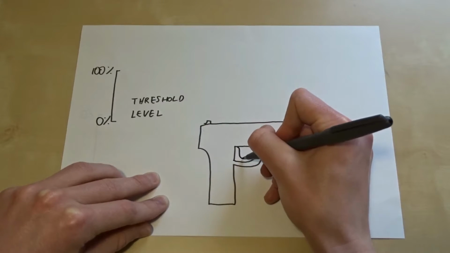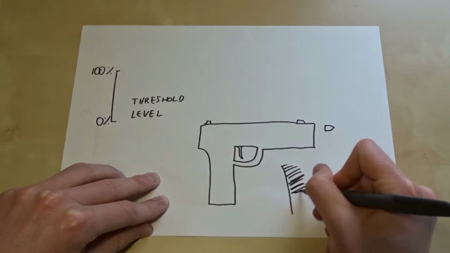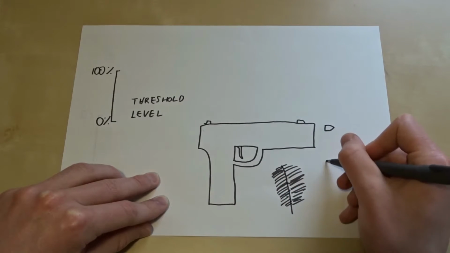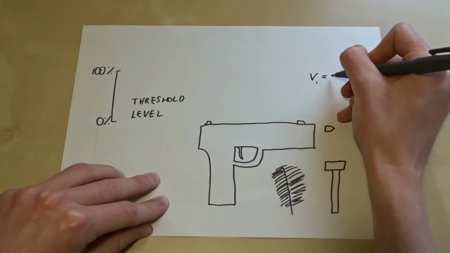You can kind of think of this the same way a gun works. Doesn't matter how hard you pull the trigger, whether you tap it with a feather or hit it with a hammer, the bullet is always going to be traveling at the same speed.